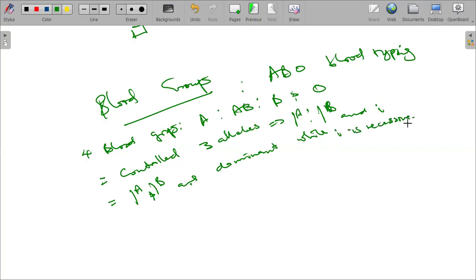Hence, we can only have a child having blood type O if the two recessive alleles i and i have crossed each other or are combined together. That's one thing that you should know.